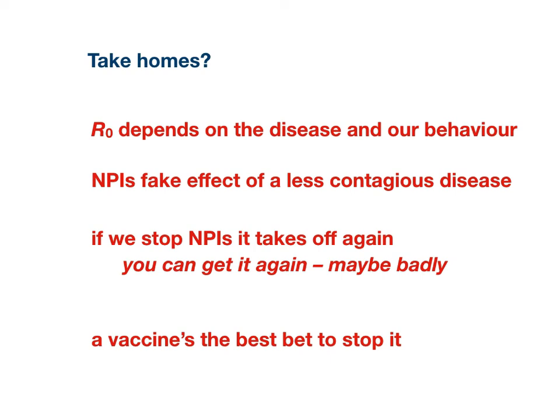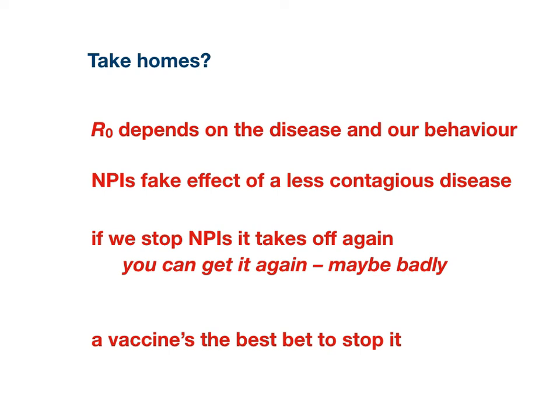R0 depends on both the disease and our behavior. So the whole point of non-pharmaceutical interventions is to fake the effect of a less infectious disease by modeling one where people behave differently and therefore spread it more slowly. So if we stop the NPIs, it takes off again. Maybe not quite as steeply as it did before, because we're starting from a higher base of people who are no longer susceptible, but you can get it again.